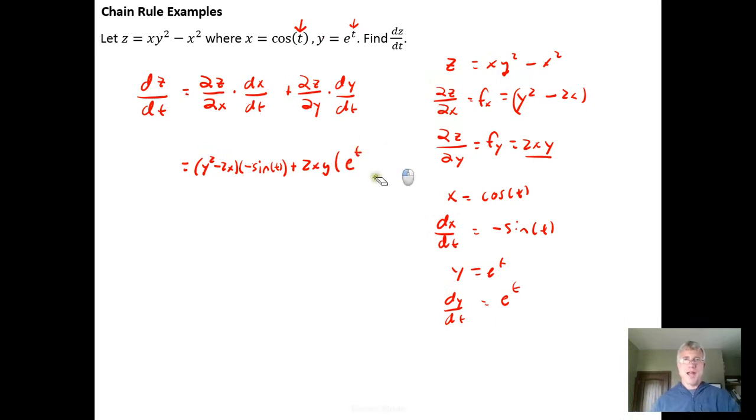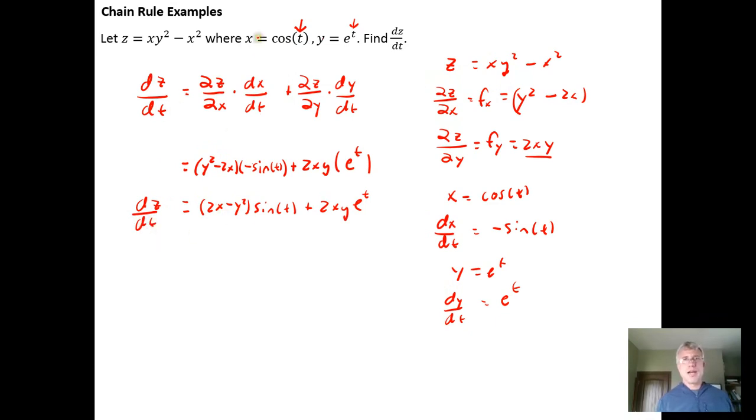e to the t equals e to the t. And then maybe clean things up just a hair. I've got a minus sign here, so maybe I distribute that minus into the parentheses. That'll change the order of the subtraction. And then I have sine t plus 2xy times e to the t. And then what we want to do is express dz dt completely in terms of t.